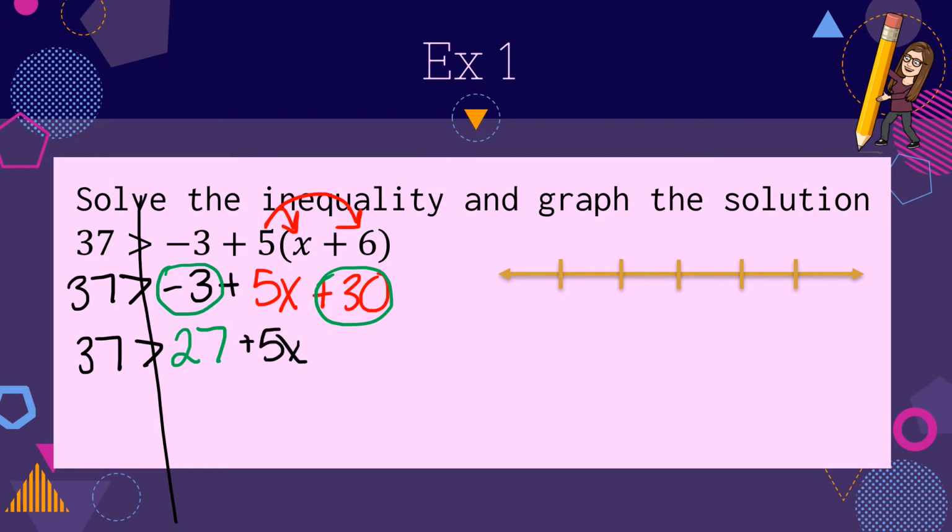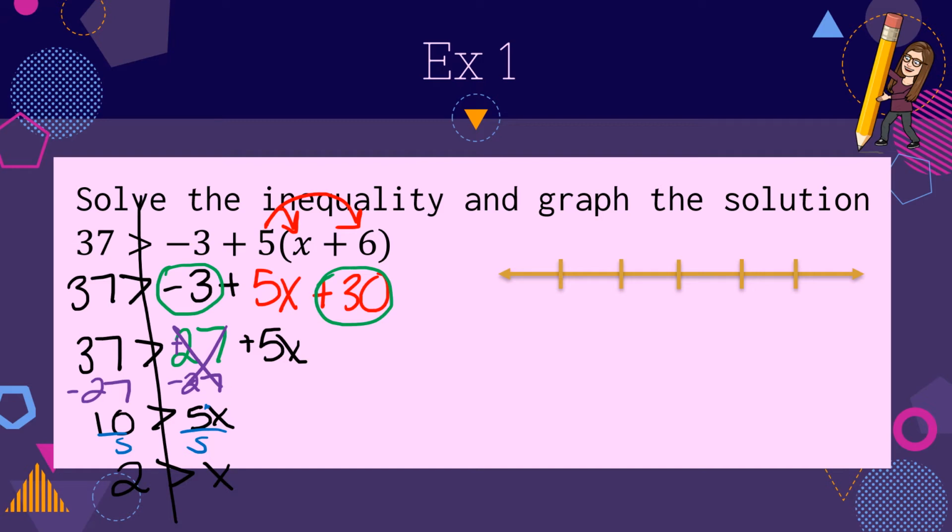Now we're down to our 2 steps. Undo any addition or subtraction. Instead of positive 27, let's subtract 27. Opposites go away. If I subtract, I have 10. 5x falls down. And lastly, division. Instead of times 5, let's divide 5. So I arrive at an x, inequality symbol falls down, and a 2.